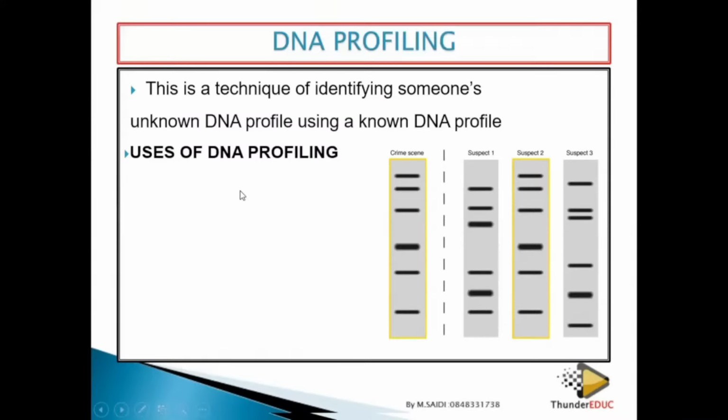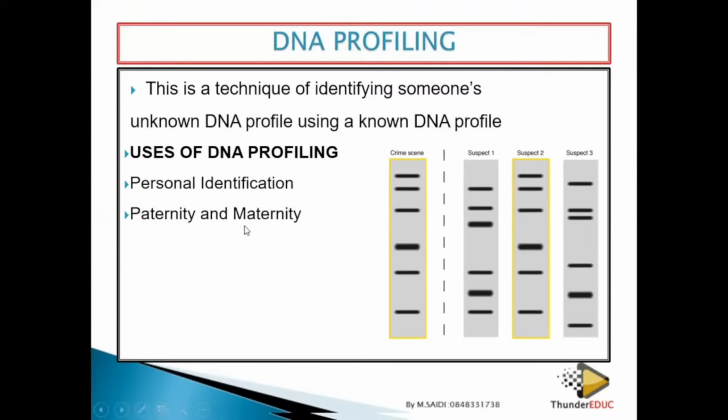So what are some of the uses of DNA profiling? What are some of the uses of this technique? Number one, it is personal identification. You know, about a person who is missing, it is very easy to identify the person, the identity. Someone has been burned somewhere, so it's easy to identify the identity of that person.